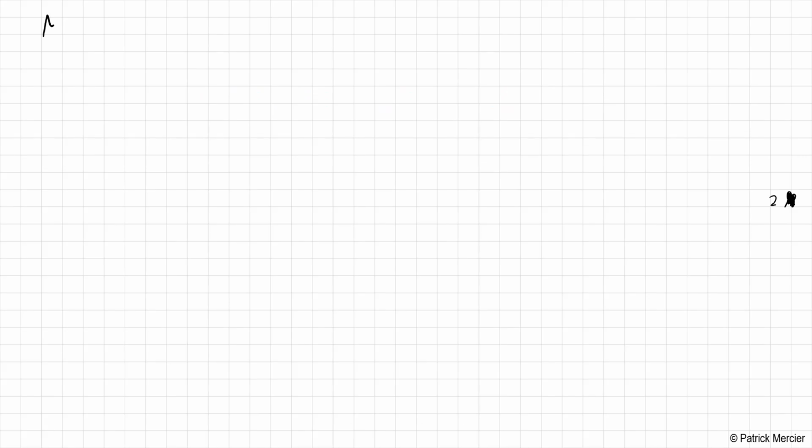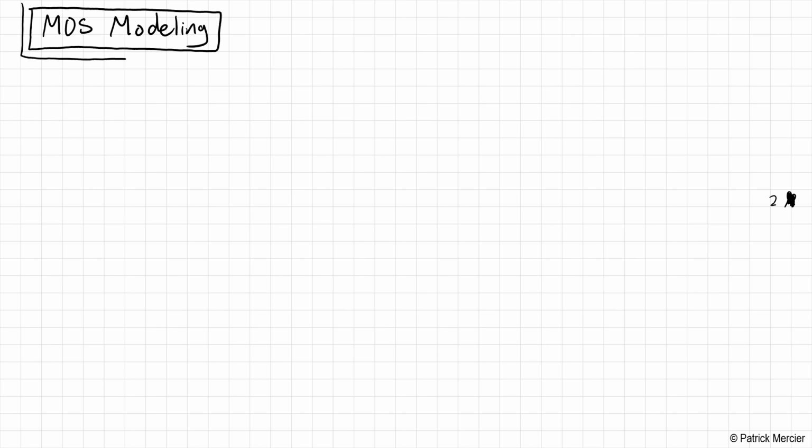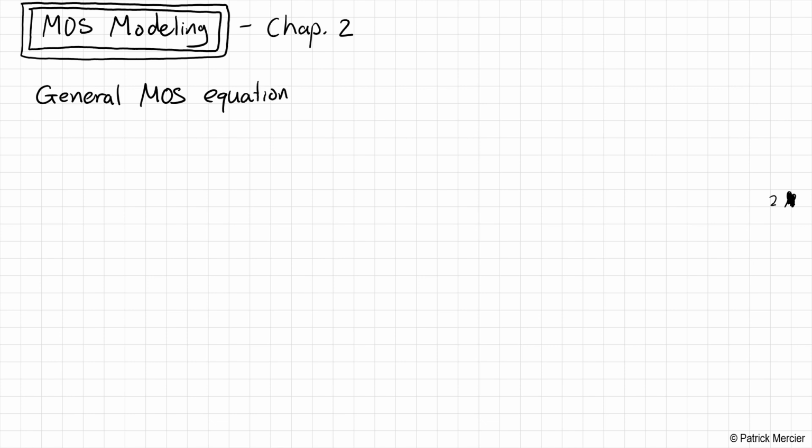We're going to start with MOS modeling. This is a section header, so I'm going to double box this. And for those of you following along in the textbook, this is starting in chapter 2. So let's start with the general MOS equations. This is something you've all seen before, but we just want to make sure that everybody's on the same page and that we know exactly what we need to use for the purposes of this class.